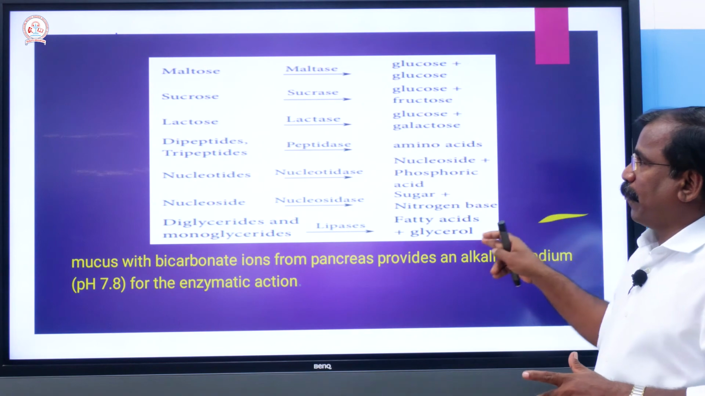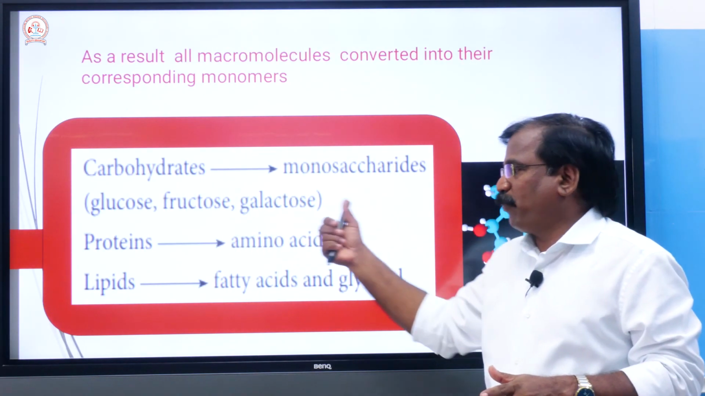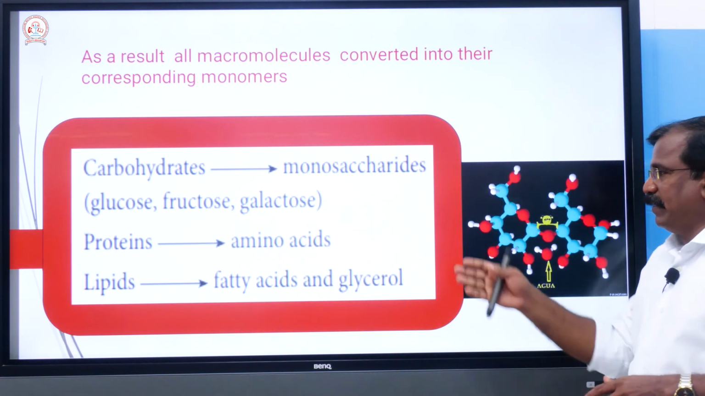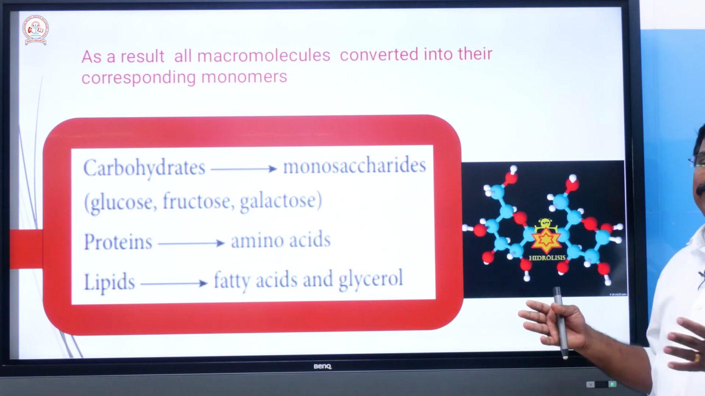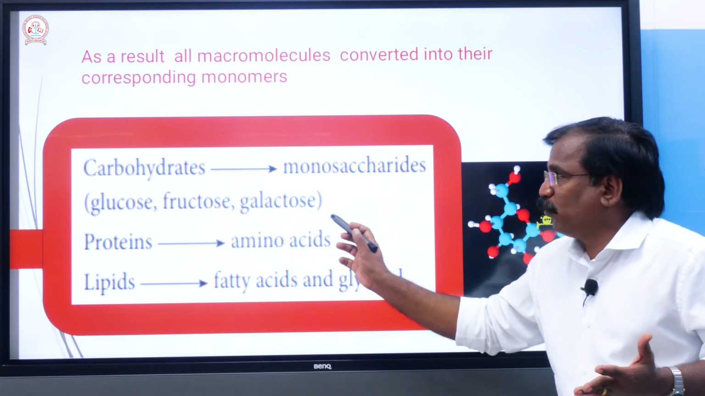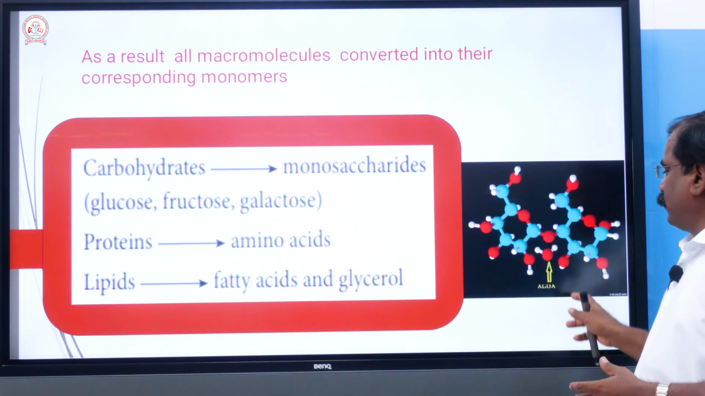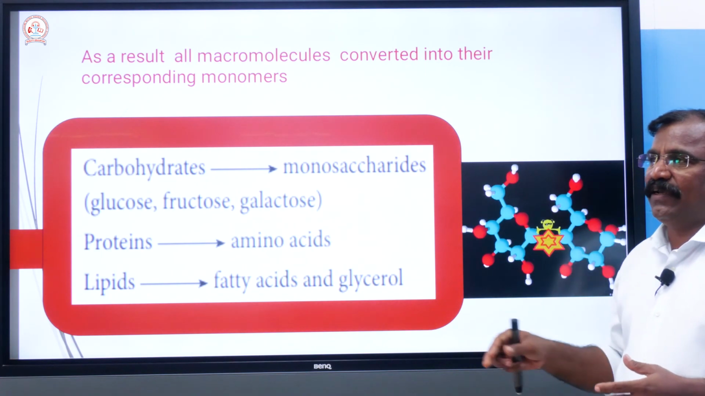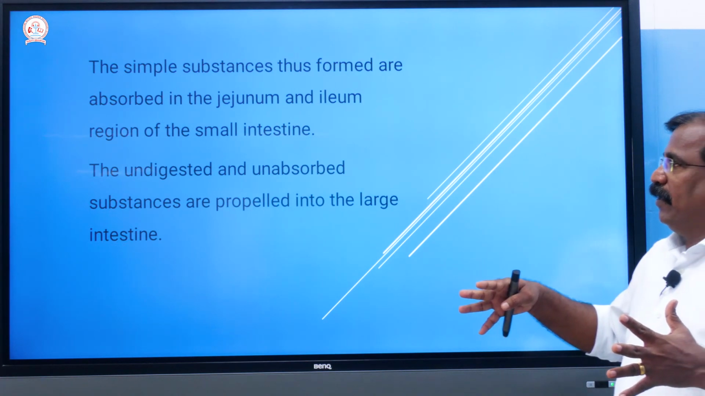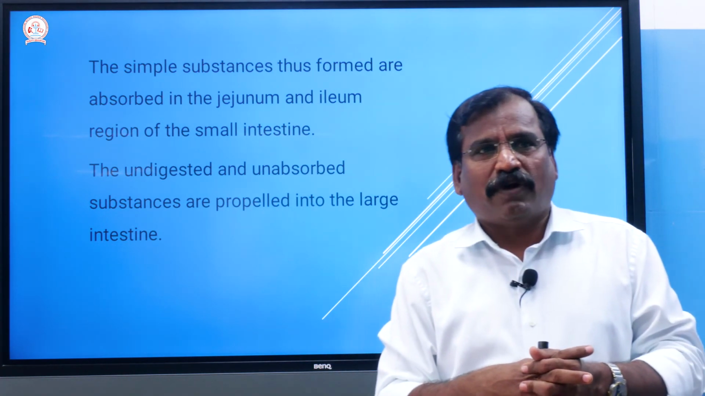And the next process, I said, these are the end products of digestion. So the food is completely digested; the complex molecules are broken down into simpler, respective monomers. That is the chemical digestion, the enzymatic action, and it is completed. Then next is the absorption.